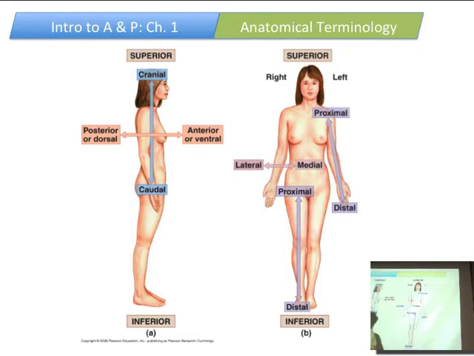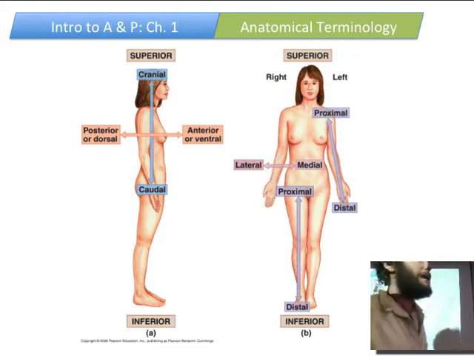My shoulder is lateral to my sternocleidomastoid. Okay, pretty simple. But this notion of establishing three spatial dimensions in the body is important also in identifying a bone in anatomy lab.